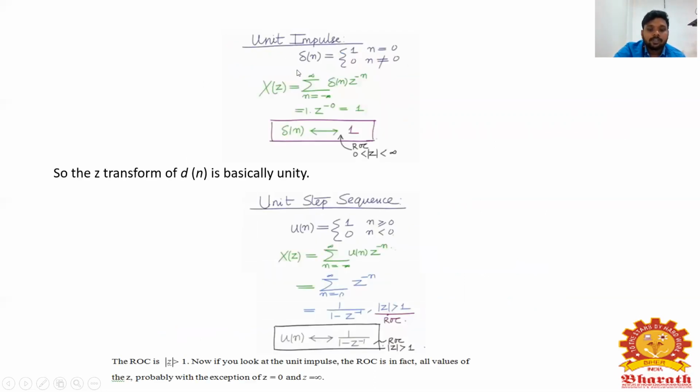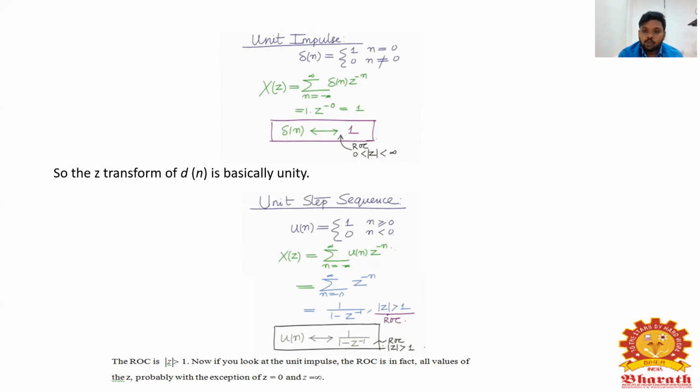So the unit impulse, delta of n, is equal to 1 for n equal to 0 and 0 for n not equal to 0. If I substitute 1 in the place of delta of n for n equal to 0, I get 1 into z power minus 0, so that is 1. So delta of n has the Z transform 1 for the region of convergence 0 less than magnitude of z less than infinity. The Z transform of delta of n is basically unity. Why am I saying unity? Because we got the answer 1. So the Z transform of the unit impulse is unity.